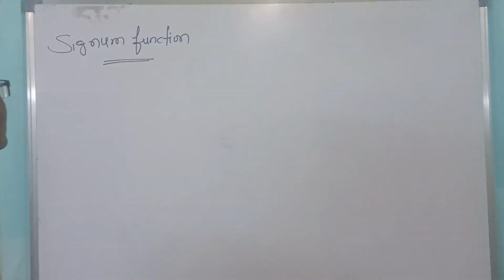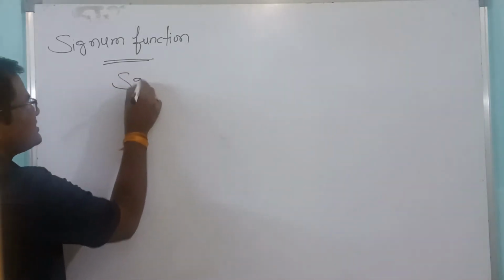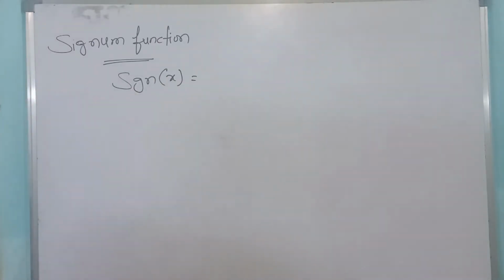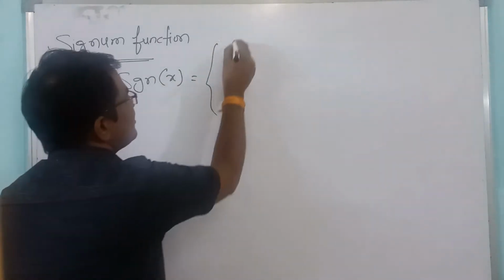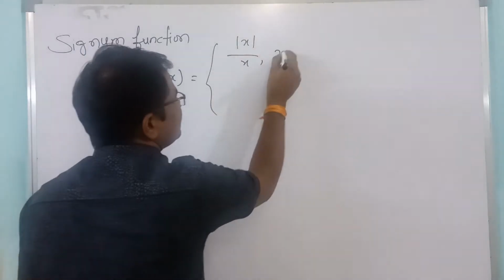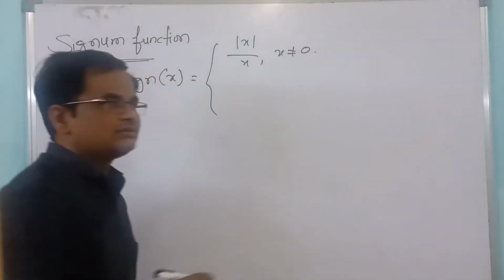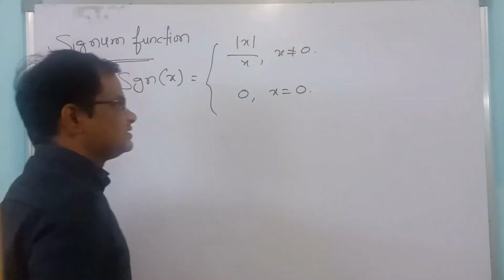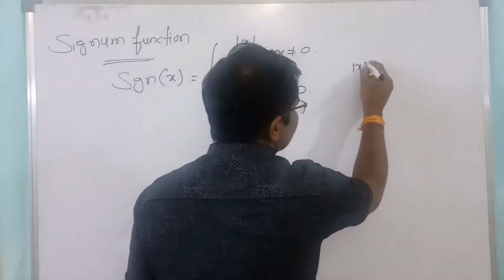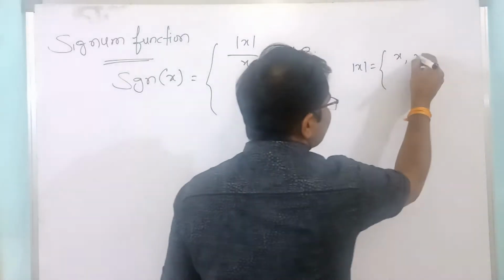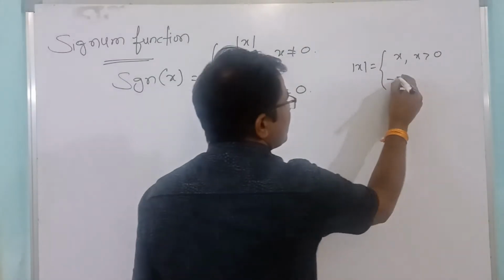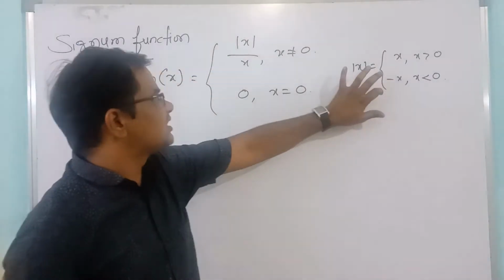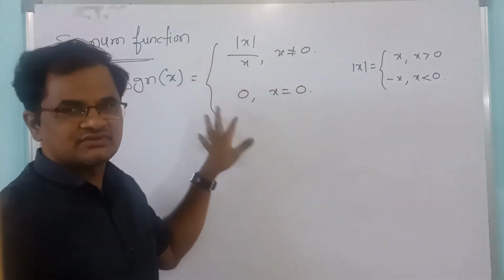In the last class, we completed the modulus function. The signum function is denoted by sgn of x, defined as mod x by x for x not equal to 0, and 0 whenever x equals 0. In the modulus function, we took mod x equal to x for x greater than 0, and minus x whenever x is less than 0. By using this condition, again we can simplify this.